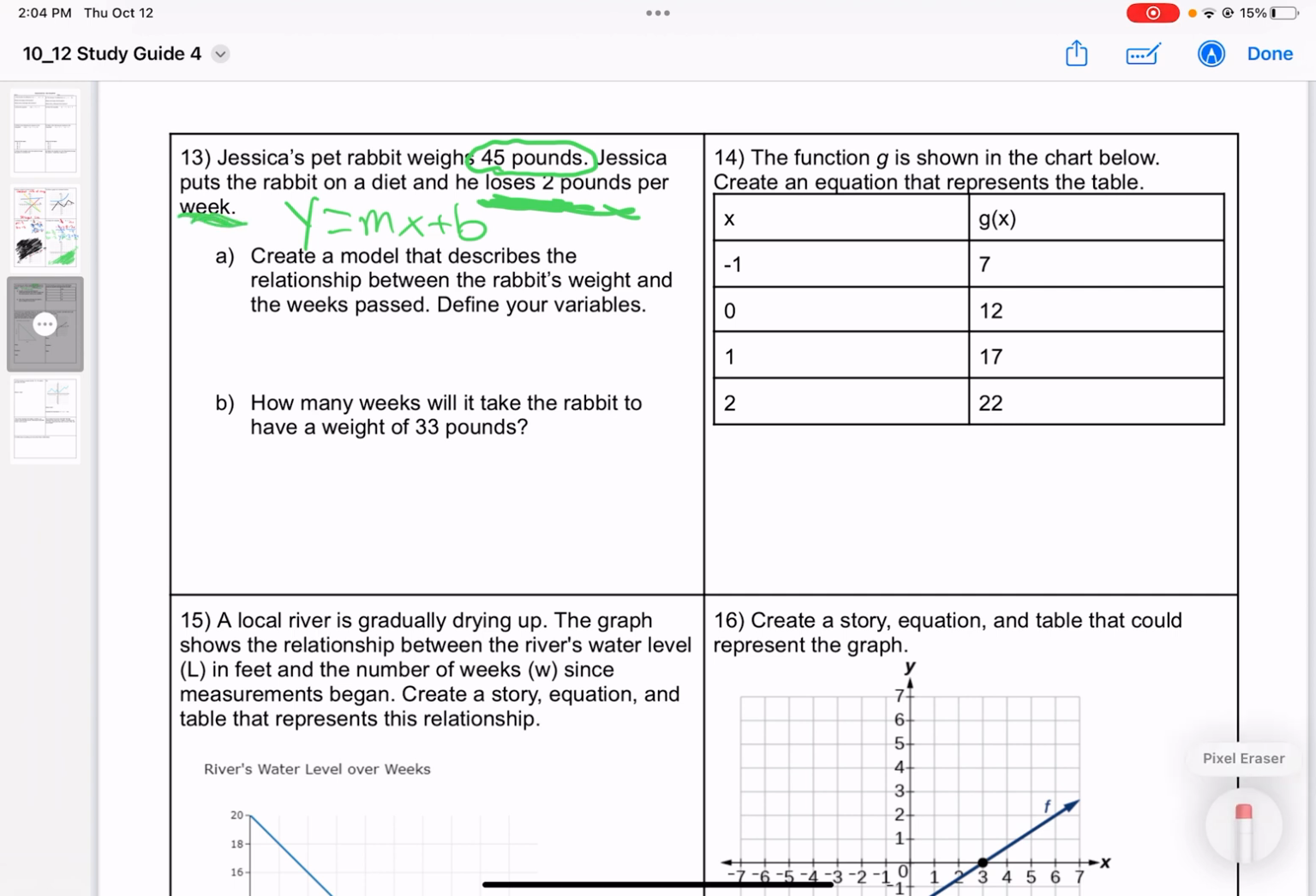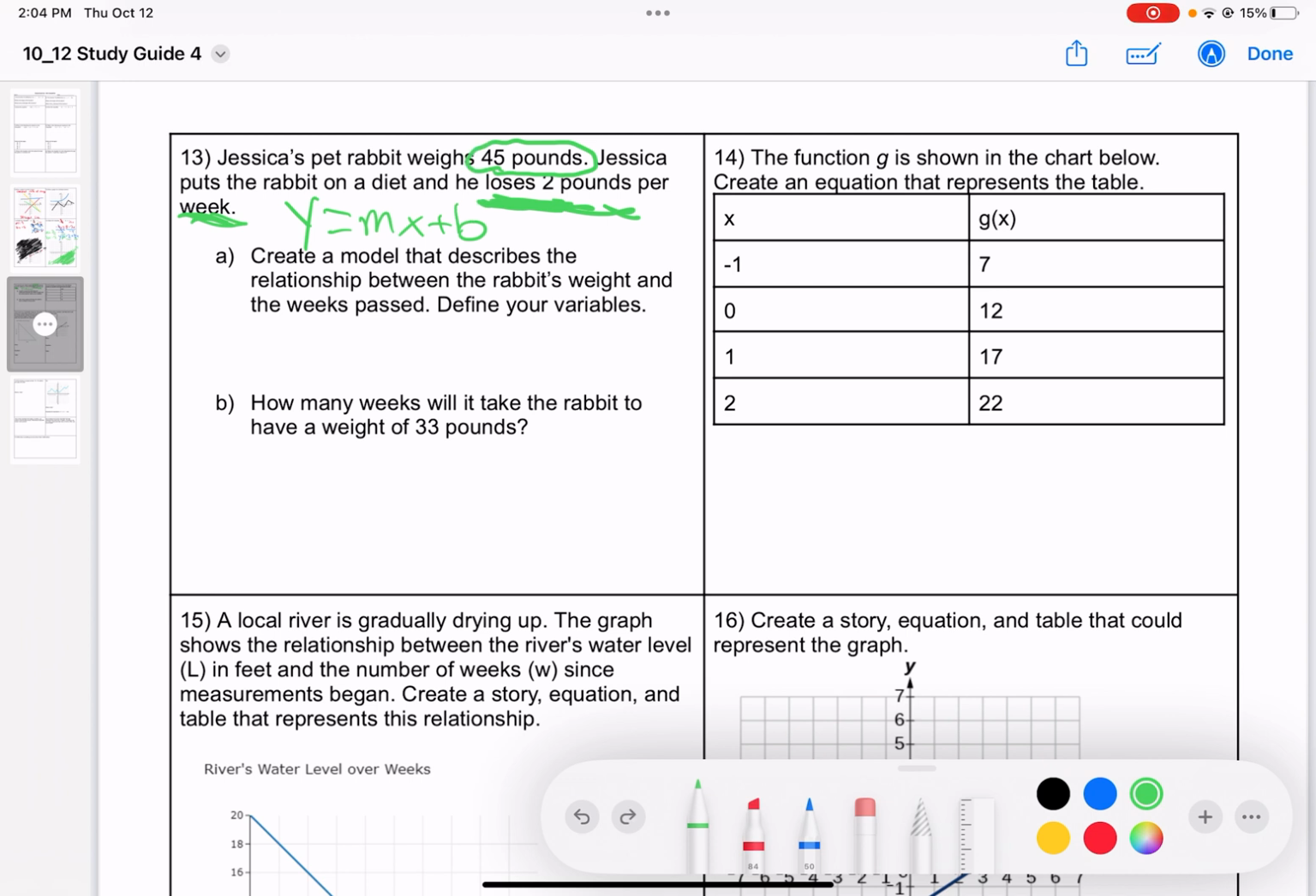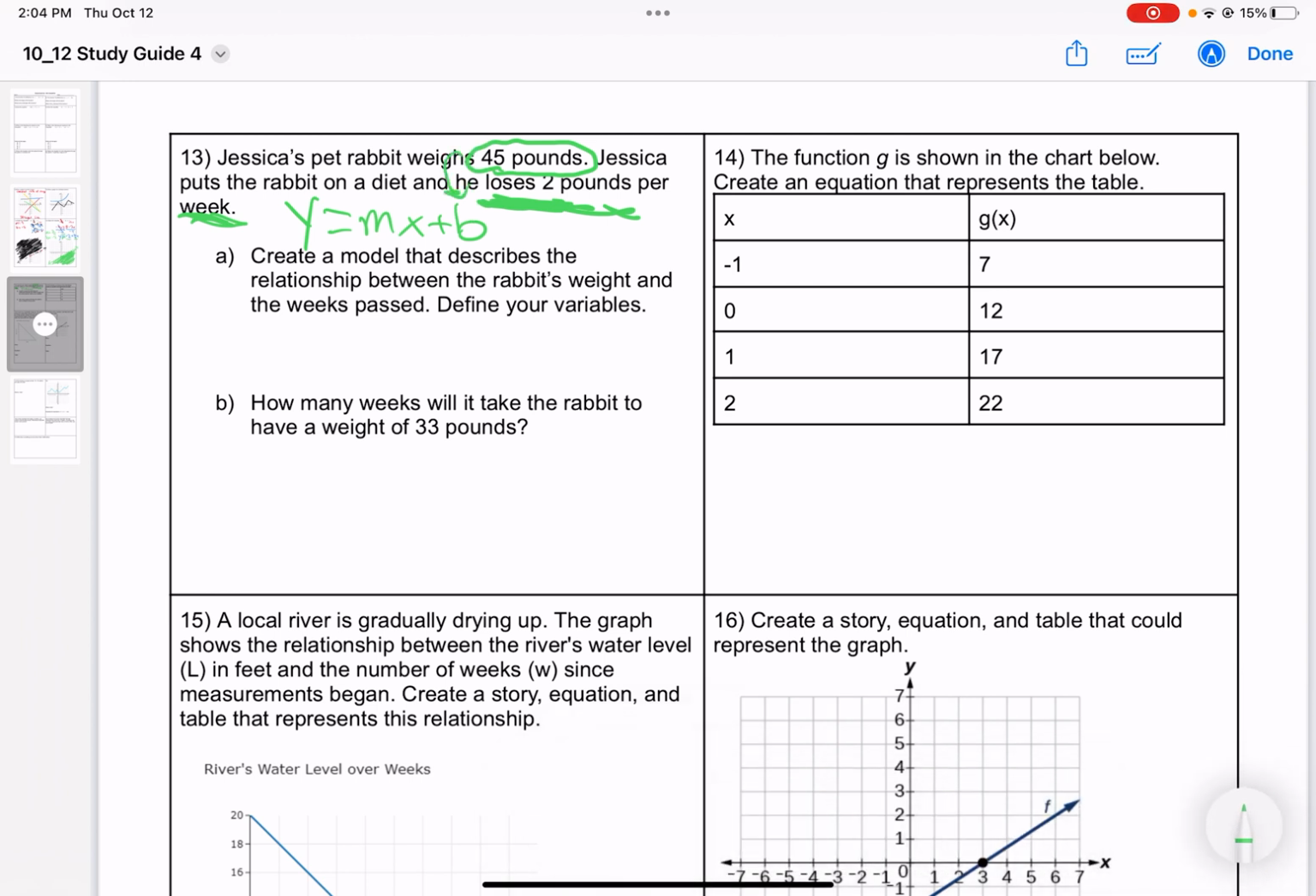So I could write that as a math expression. I'm going to plug 45 into b, and I'm going to plug a -2 into m since that's the constant rate of change. And I'm going to use some different variables. I'm going to use an r for rabbit equals -2 pounds per week times weeks plus 45.